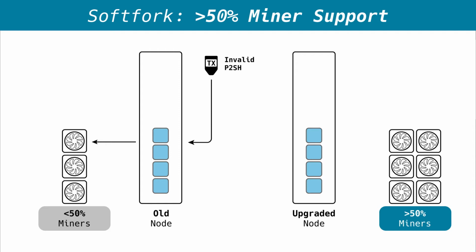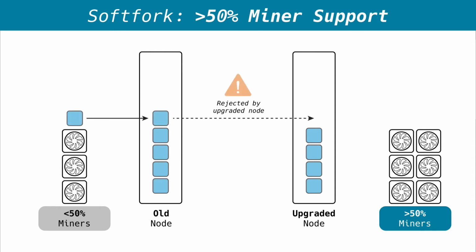This part of the transaction in the pay to script hash script is not evaluated by the older nodes. So they'll just accept the transaction. The older miners will mine it, and this old block ultimately will be rejected by the newer nodes.